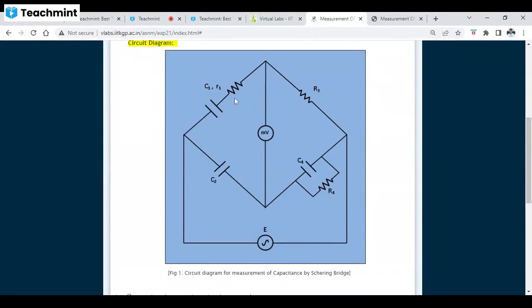Okay, so if this condition is satisfied, then we all know the equation of this arm. Under balance condition, we know that Z1 Z4 equals Z2 Z3. This was my basic equation for bridge balance. Here Z1 is the value of C1 plus R1, Z4 is C4 and R4, Z2 is C2 and Z3 is R3.